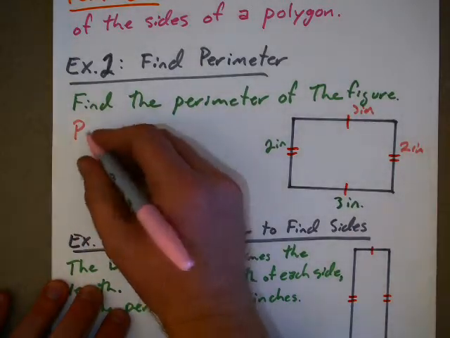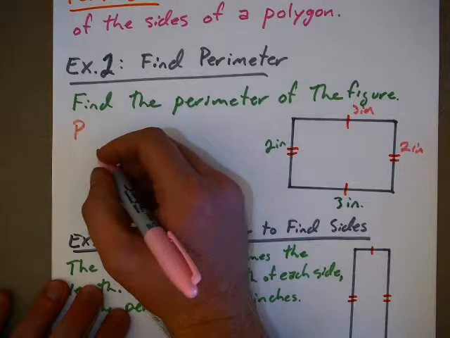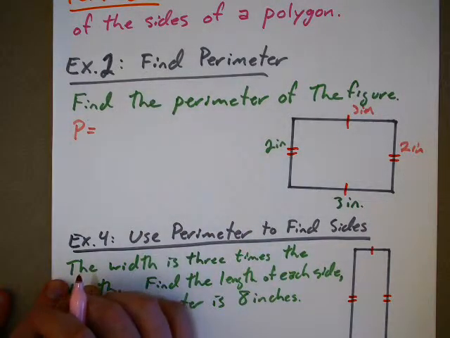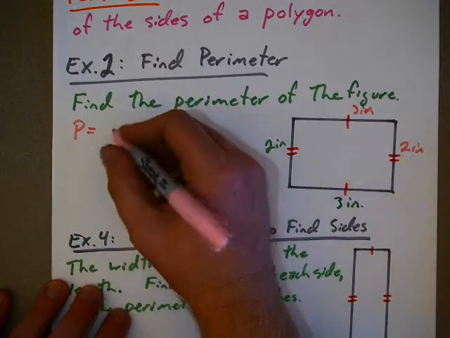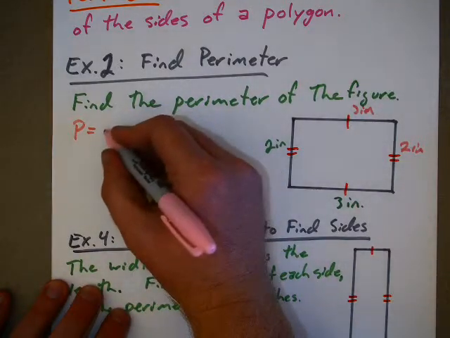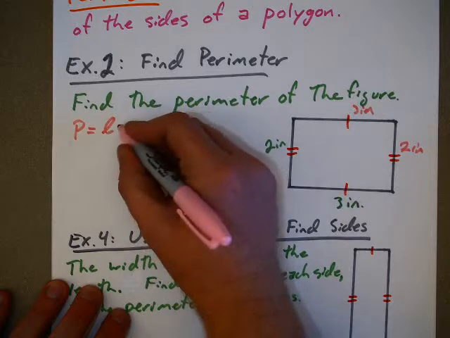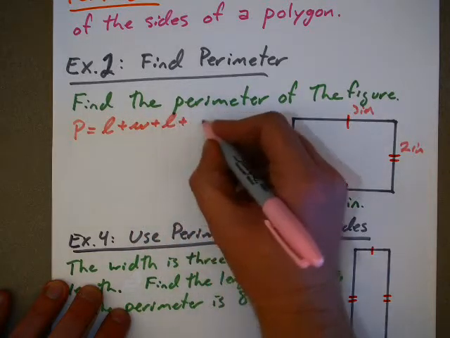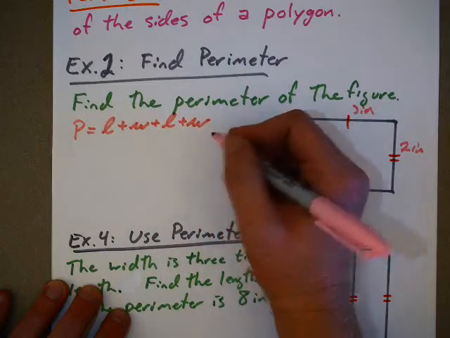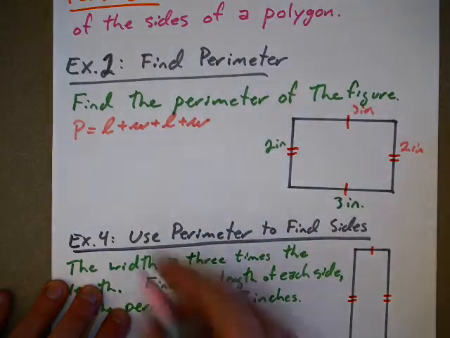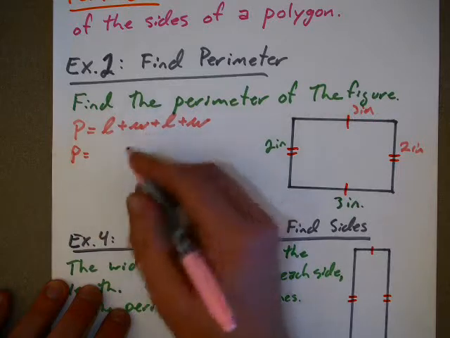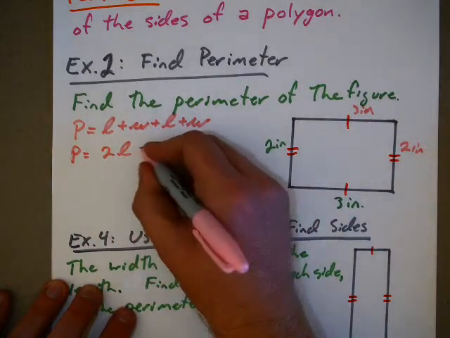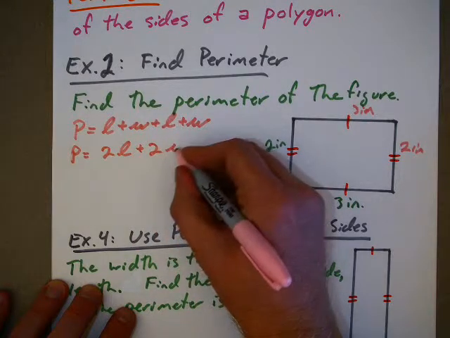So this looks like a rectangle, but at the very least it is a quadrilateral. And so I know that it is the length plus the width plus the length plus the width. This can also be written as, because the lengths and the widths are the same, 2 times L plus 2 times W.